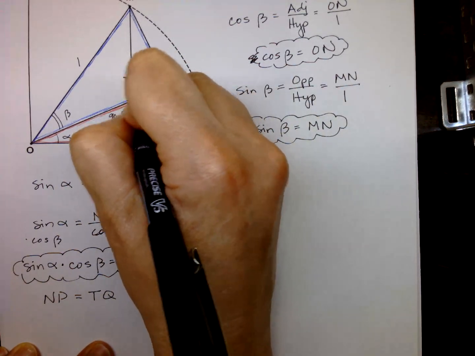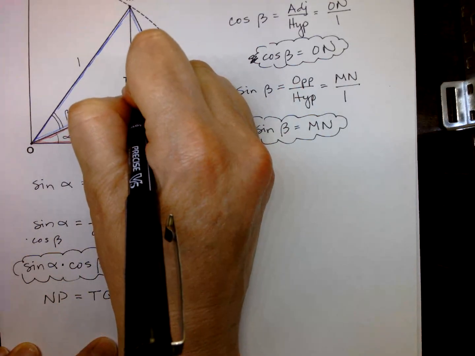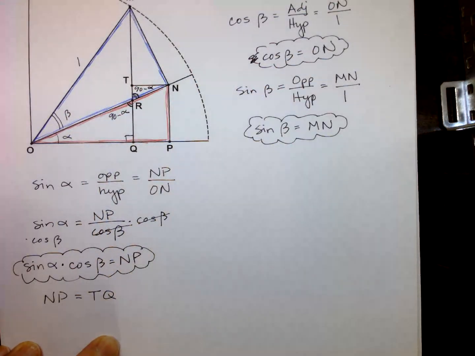Check out this angle right here and this angle right here. Those are what we call vertical angles. Remember that from geometry class? The vertical angle theorem says vertical angles are always equal to each other. So that tells me that this little corner right here is also 90 minus alpha.